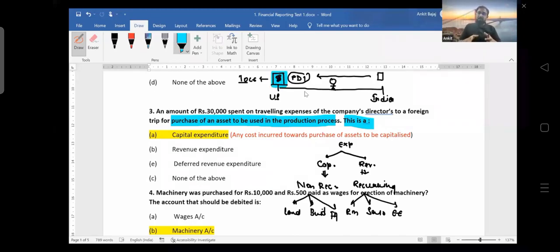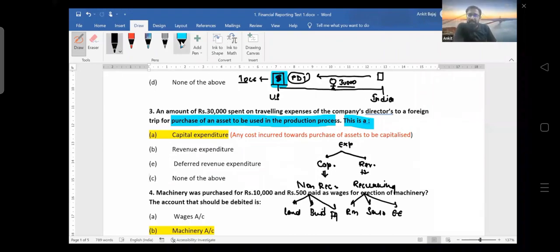Because the transportation cost of machinery is very high. To bring the machine from the US to India, the company has to pay something around 1 crore rupees for the transportation cost, right? So what has the company done? The company sent their employee, and they have incurred 30,000 towards the travel of this employee, right?